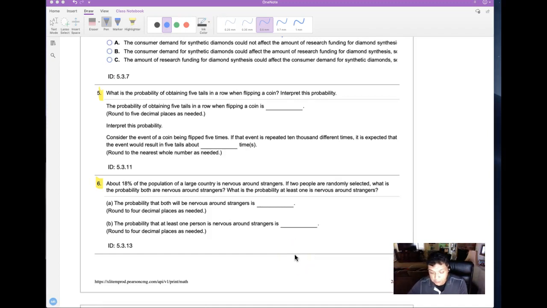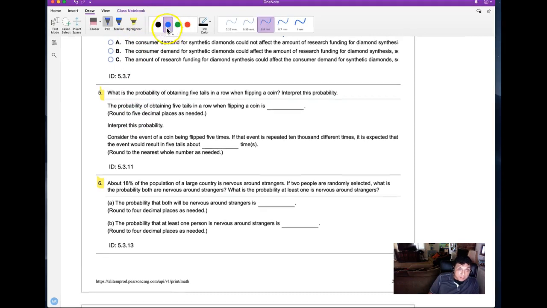So let's go ahead and take a look at two problems that involve dependent relationships or independent relationships to see how it affects our probabilities here, how we calculate them. And so looking at this first question, the probability of obtaining 5 tails in a row when flipping a coin. What's the probability of getting that? So what we're really asking for is the probability of getting 5 tails.